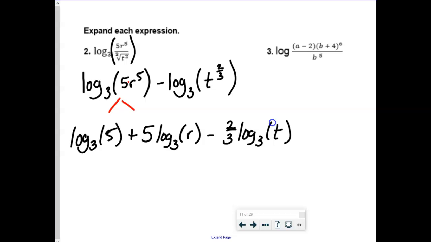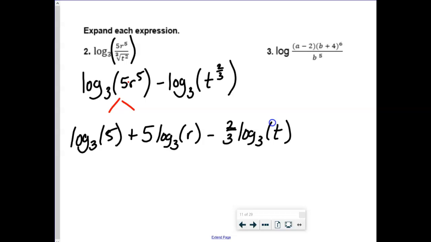I'll be honest, I don't love expanding logarithms. I really am very good at mentally condensing logarithms. So if I was on a test, I might quickly collapse it back together and see if I end up with the same answer that I started with. It's an option. All right, let's try number 3.